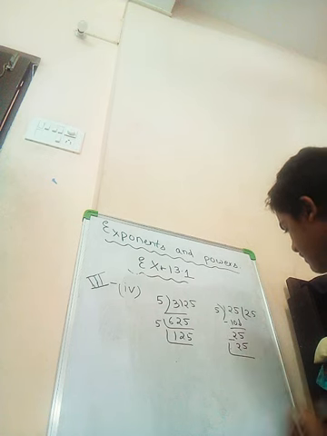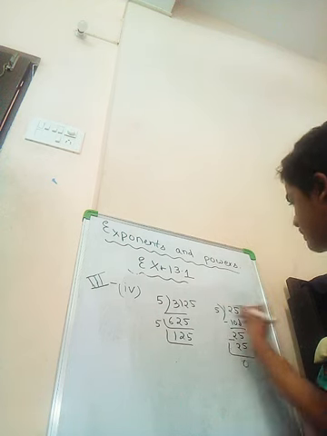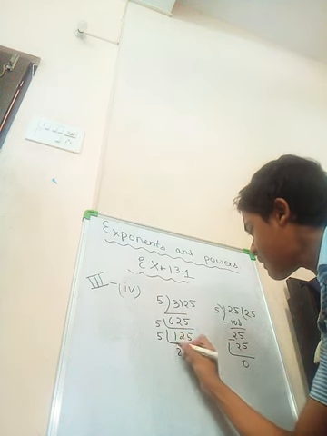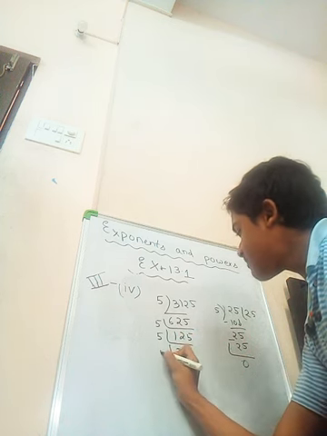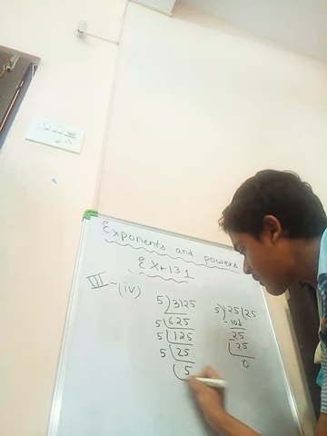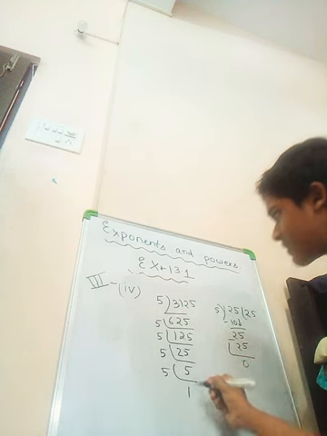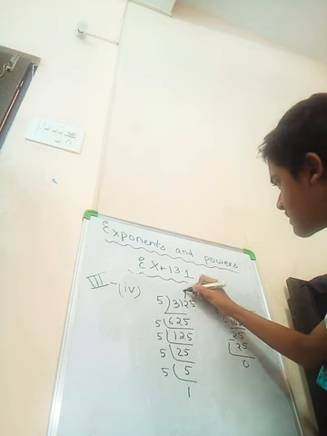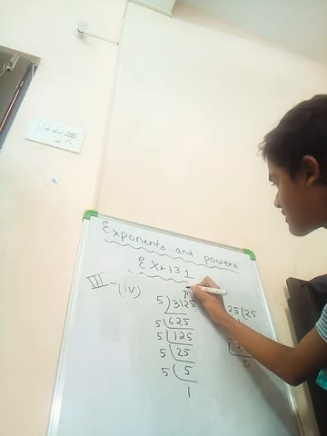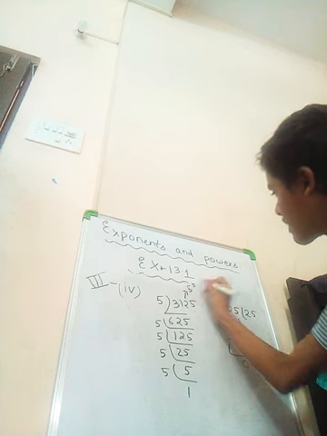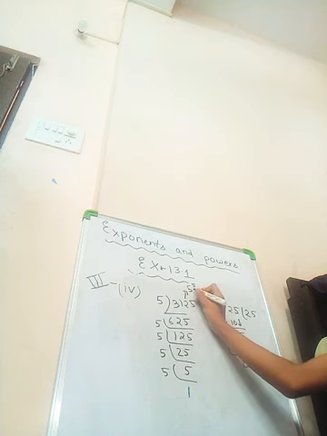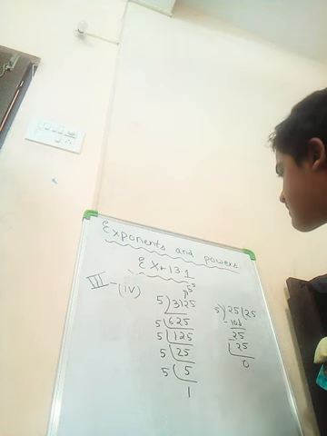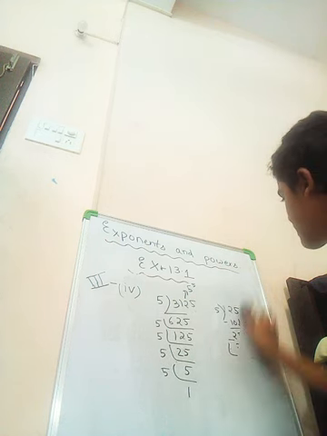So here we got 0 remainder. So 5, 25s are 125. Then 5 5s are 25, and 5 1s are 5. So 3125 is equal to 5 to the power 5. Means if 5 is multiplied by itself 5 times, we will get 3125.